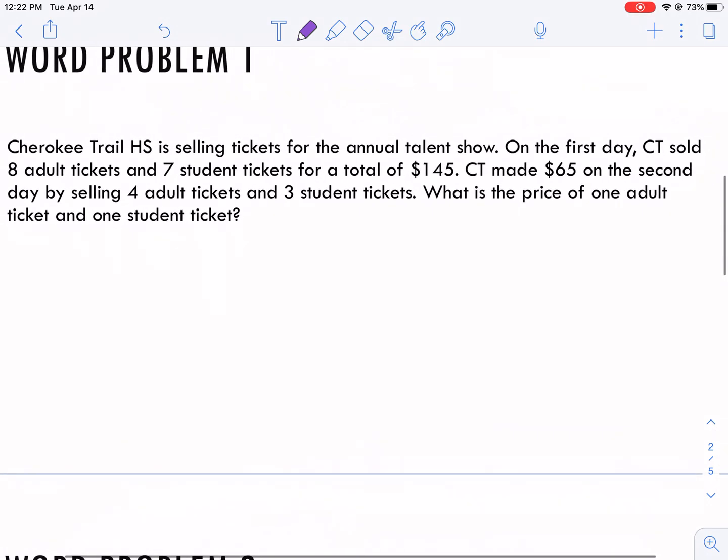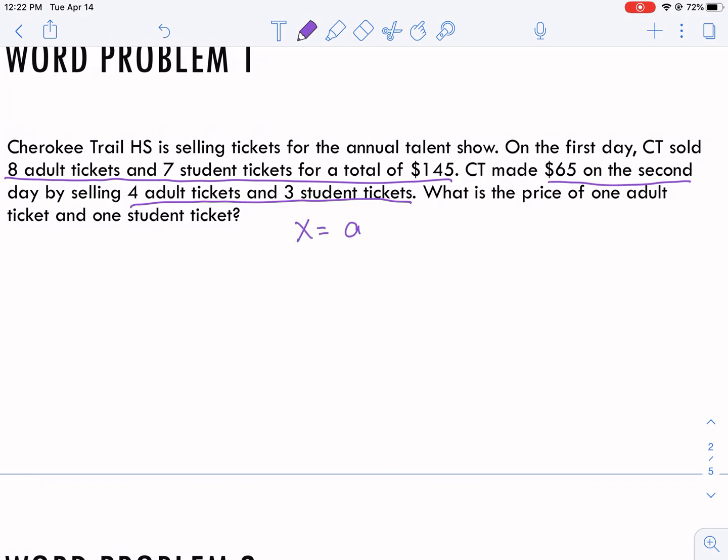So Cherokee Trail High School is selling tickets for the annual talent show. On the first day, CT sold 8 adult tickets and 7 student tickets for a total of $145. On the second day, CT made $65, and they sold 4 adult tickets and 3 student tickets. What is the price of 1 adult and what is the price of 1 student ticket? So in the question, we're going to say x is the adult price, and y is the student price, okay?